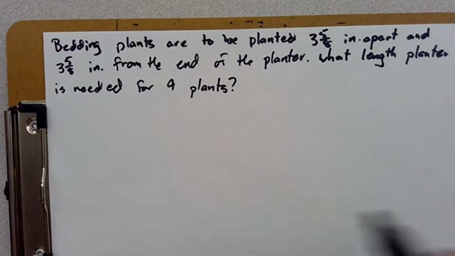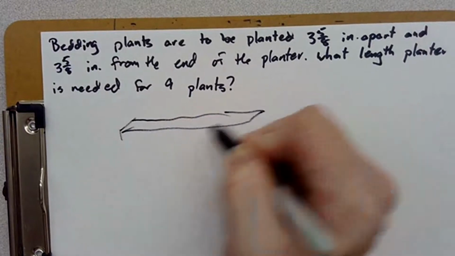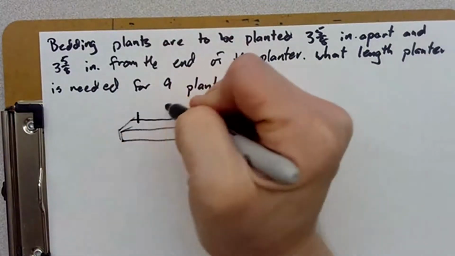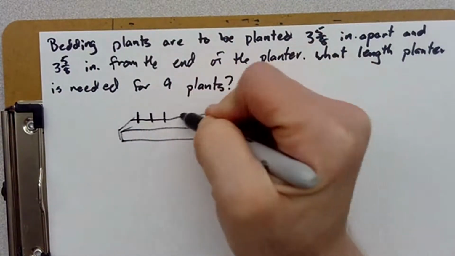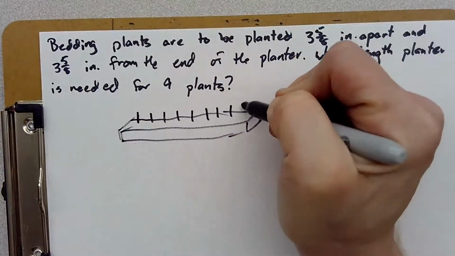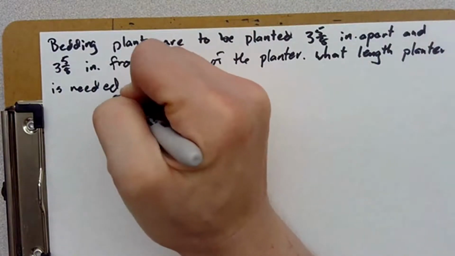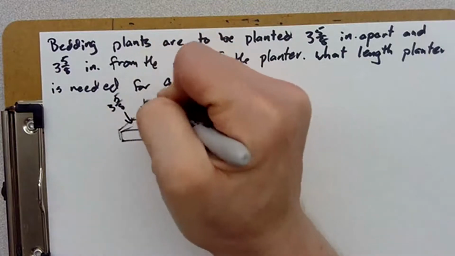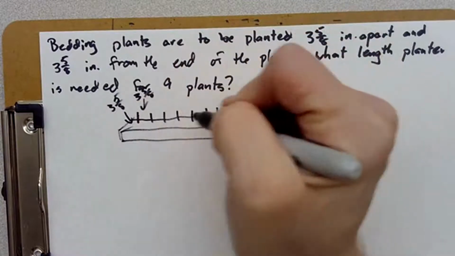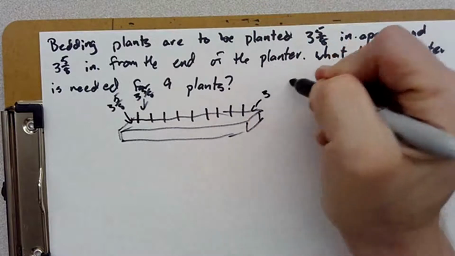Well, if we did a sketch of this, and there's one in the slides, we've got something like this. Here's our planter. Here's 1 plant, 2, 3, 4, 5, 6, 7, 8, 9. There are 3 5/8 inches here, and 3 5/8 inches between each of the plants, and then 3 5/8 inches at the end.